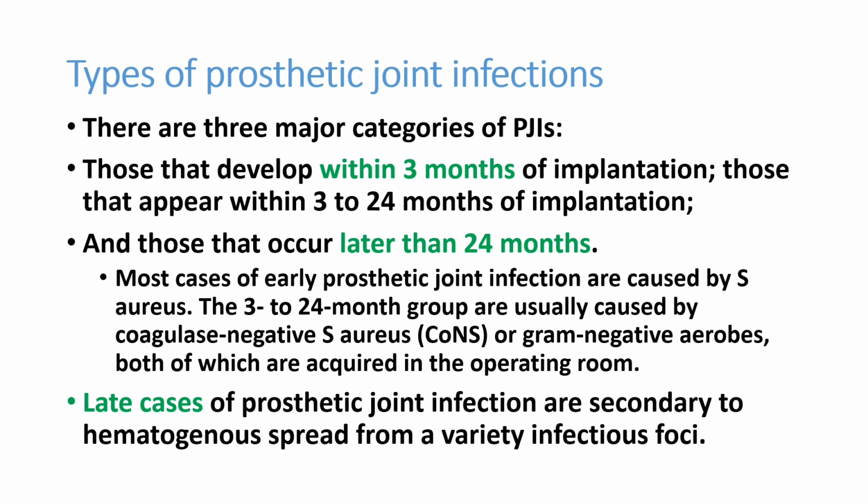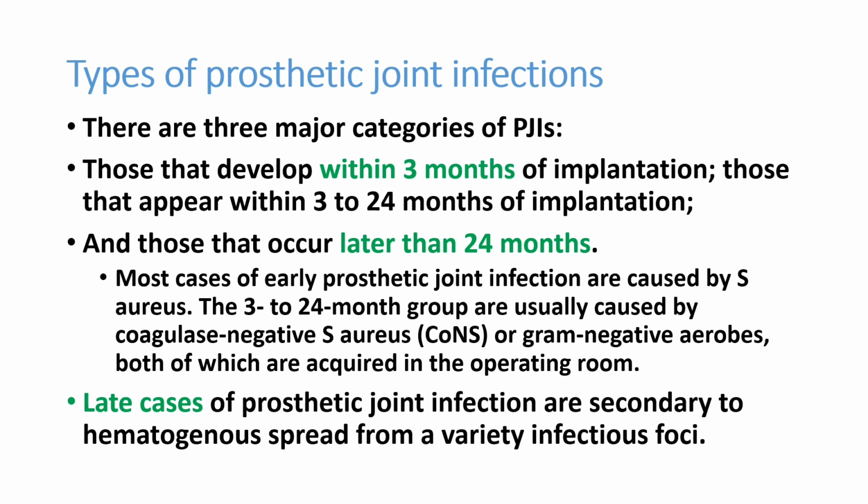Now, those who are having prosthetic joint infections can present in mainly three categories. One is within 3 months of implantation. Next is 3 to 24 months, then after 24 months.